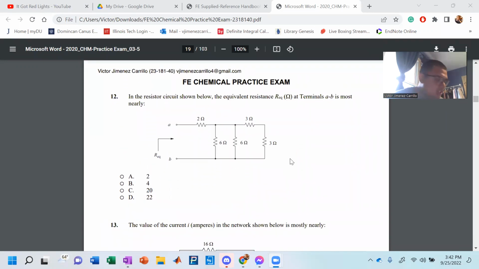So number 12 and number 13, do you guys remember resistors? Do you guys remember any of that? I sure as hell do. So we're going to keep going. So where is my annotation? Annotate. Okay. So with that being said, we have to remember a couple things.